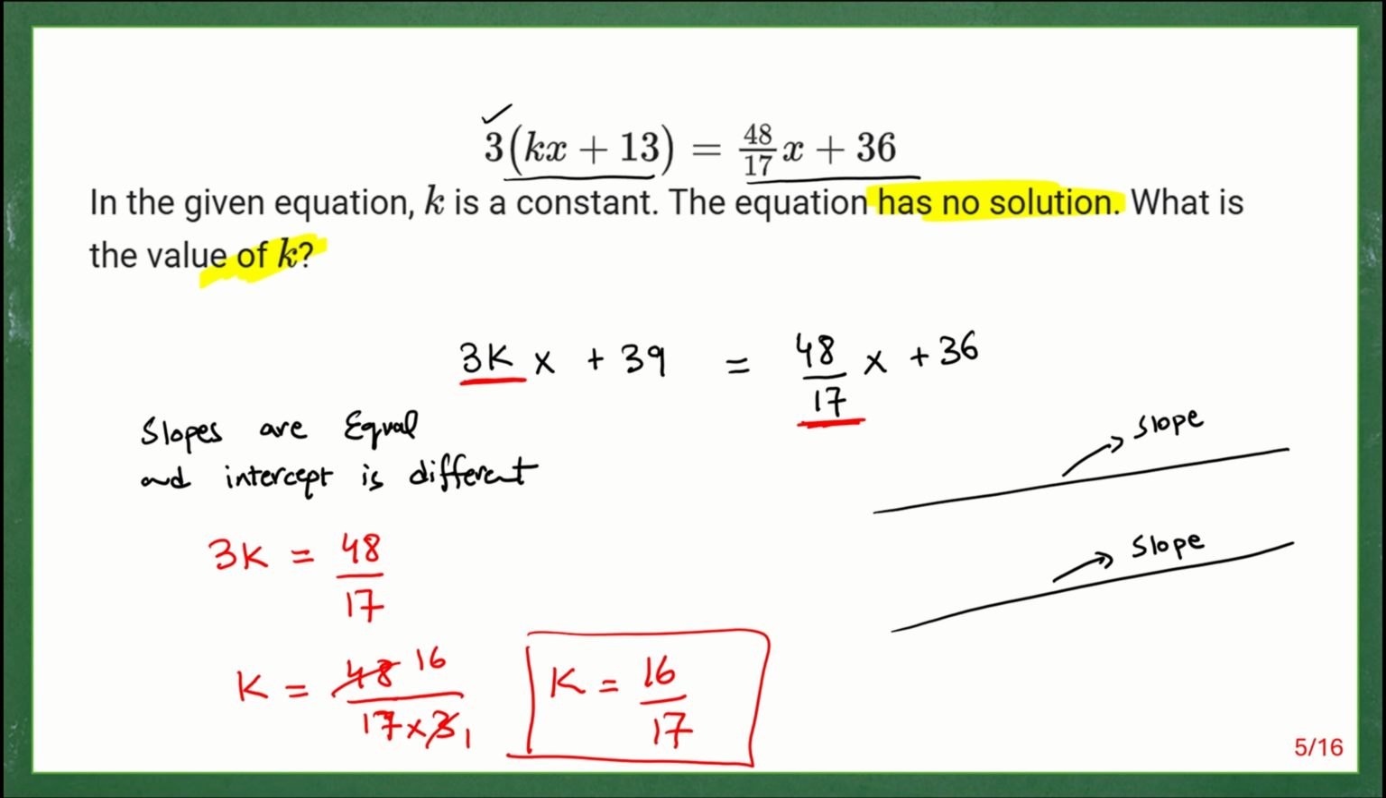Now, one thing we do need to verify, that is the second condition, that the intercept needs to be different. If you look at the expression here, the intercept for the first one is 39 and for the other one is 36. So it does satisfy the second condition here as well. So the correct answer for this problem will be k equals to 16 over 17 here. Okay.